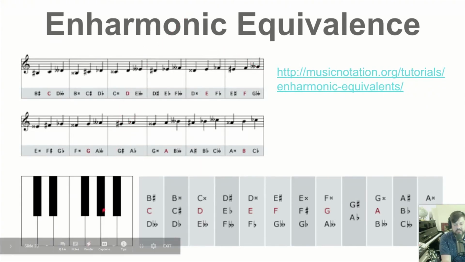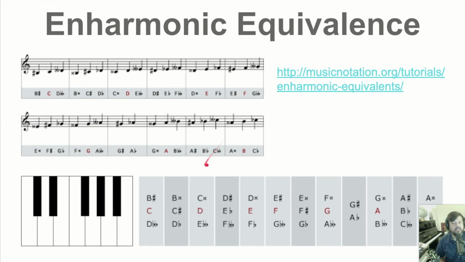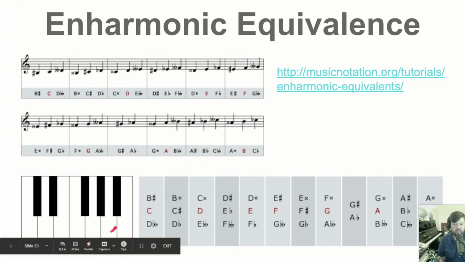Enharmonic equivalence is when a note can have more than one name. Very basically, right? So you're going to take my word for it here. This is an A, down here in the bottom left part of the screen. This is an A. And this is a B.